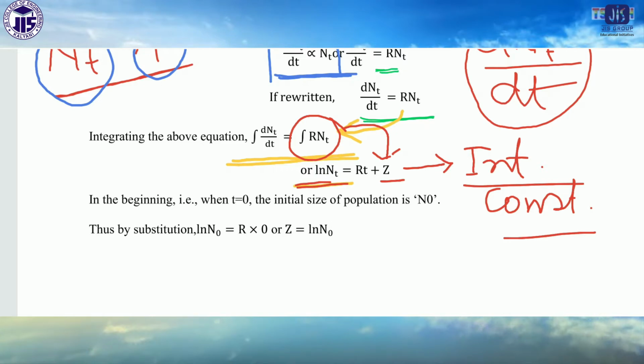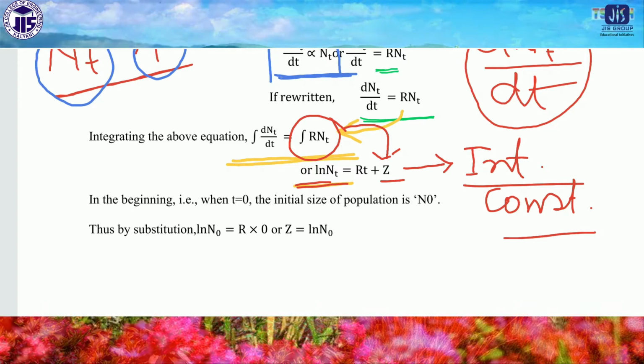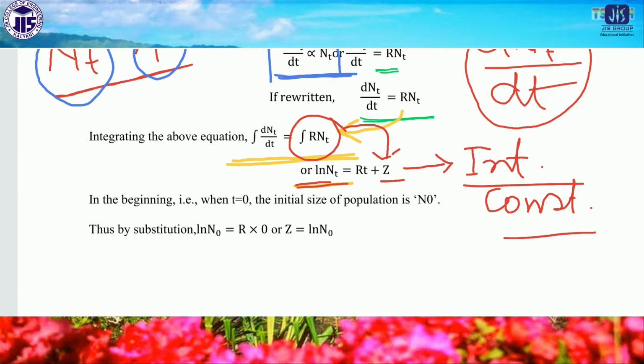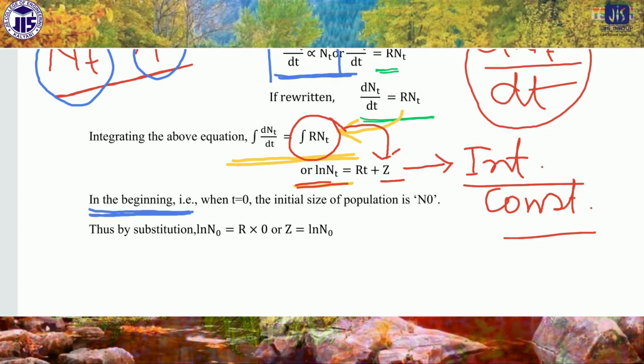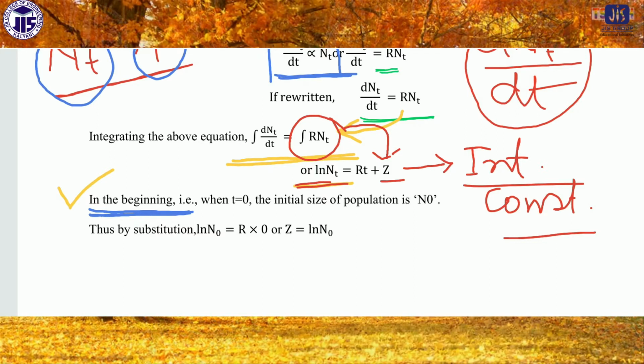So how can we find out the value of z? When we try to find the value of something, we have to take some terms as zero. Here the most simple way is to use the beginning time. Now this word may be confusing. Some students think that beginning time means when the earth was formed. It is not actually. Beginning time means when we started to count the population for a particular place.